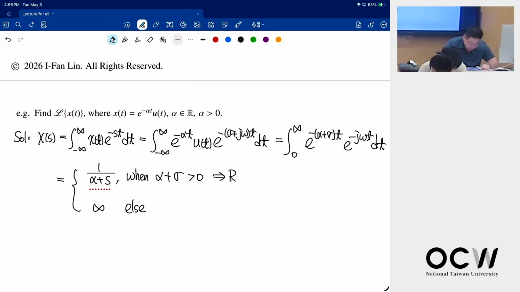Here, that also means the region of convergence should be greater than minus alpha.